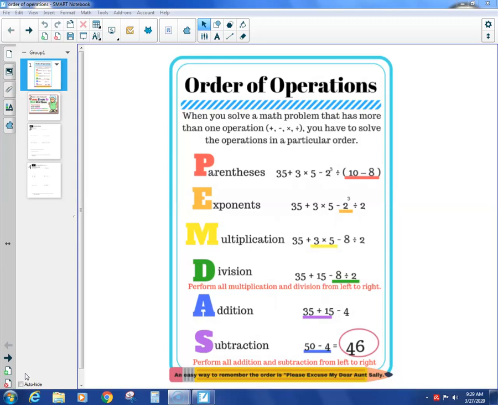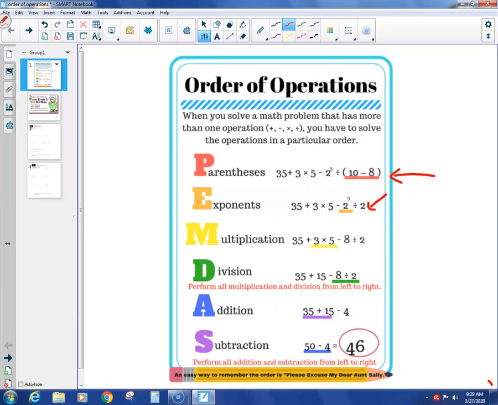So remember, when you solve a math problem that has more than one operation, so you've got plus, minus, multiplication, division, exponents, etc., you have to solve the operations in a particular order. Now, most of you know the order of operations as PEMDAS. So the first thing you're going to do, as it shows in the picture, is whatever is in the parentheses first. Right here, we're going to take care of these parentheses first, and 10 take away 8, of course, is going to give us the 2.